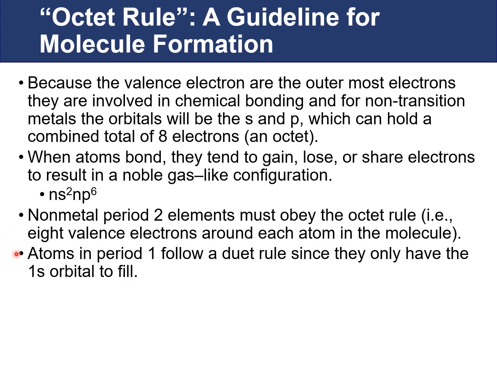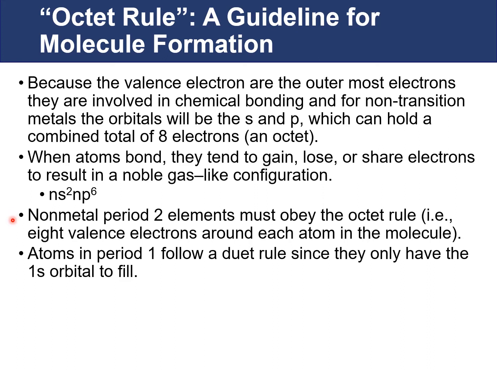Atoms in the first row or first period only have access to the s orbitals. The s orbitals can only hold 2 electrons, and so atoms in the first period or first row follow what's called a duet rule, since they can only have the one s orbital filled, and the one s orbital can only hold 2 electrons. So if you're working in the first row, the first period of the periodic table, that being hydrogen or helium, you can only ever have 2 electrons. Anything in the second row can hold up to 8 electrons.